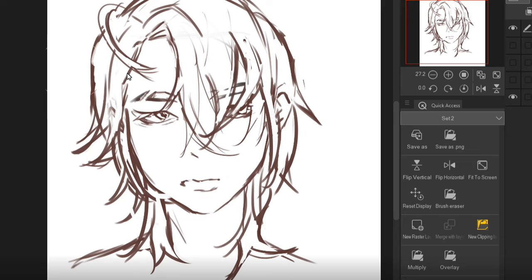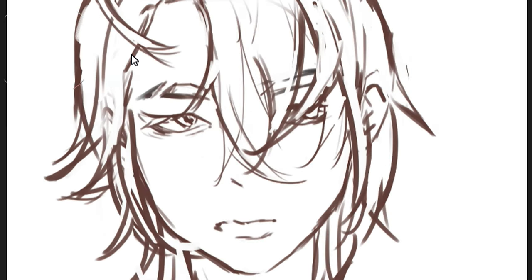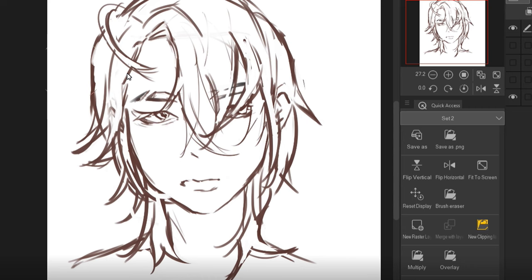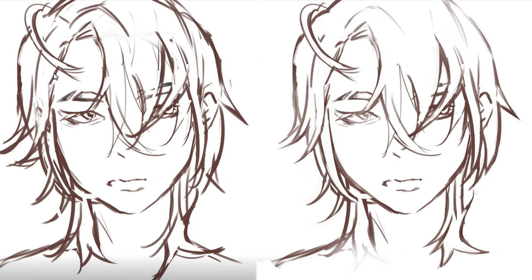Okay, let's take this example here. I put in more details around the eyes and the mouth. And so the face here seems clear, but the hair feels a bit off. This is because I just used a thicker size for the brush. As you can see, the lines here are so thick and it's just unclear. So using this technique of clarity, you will be able to prevent that muddy look on your sketch.